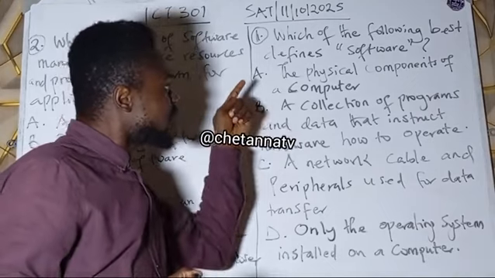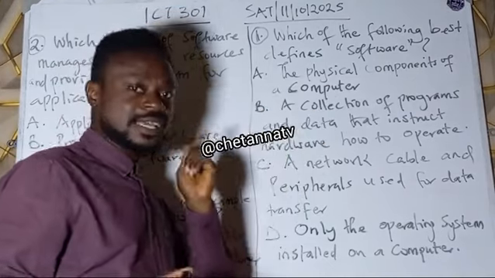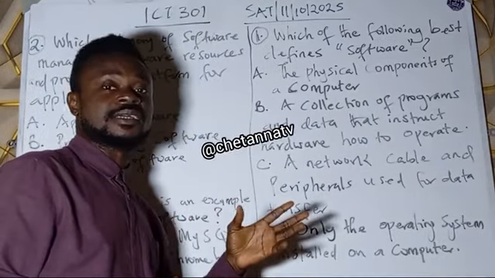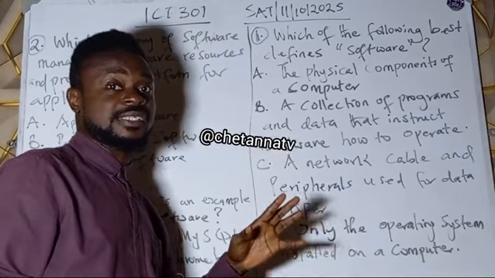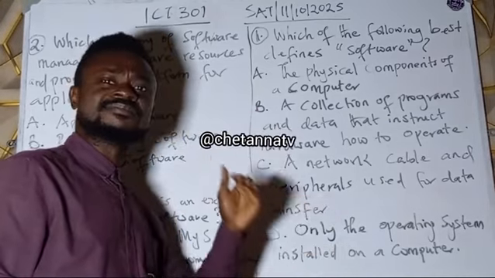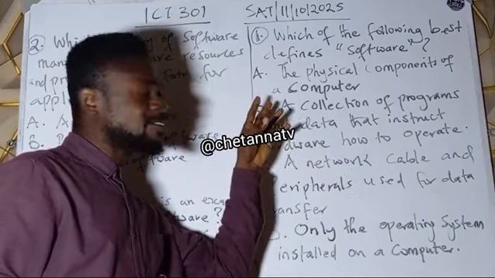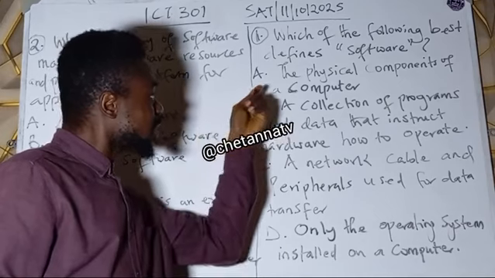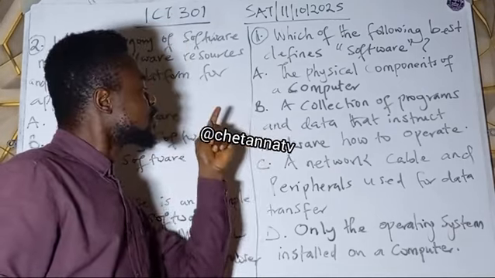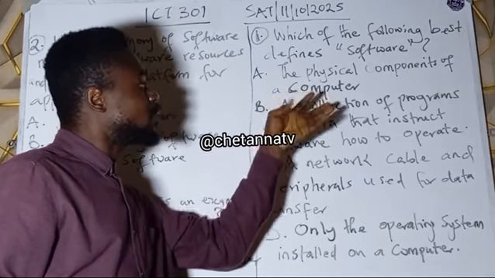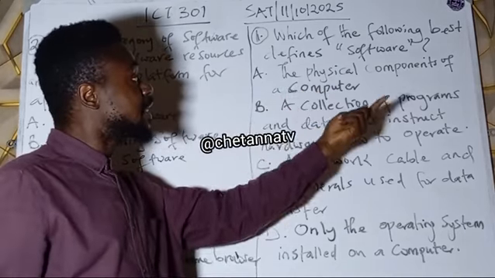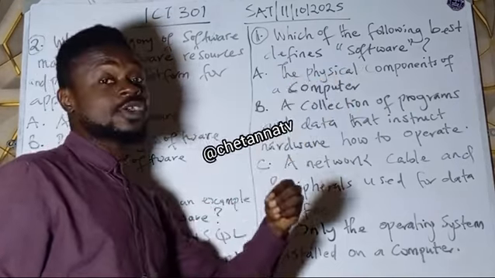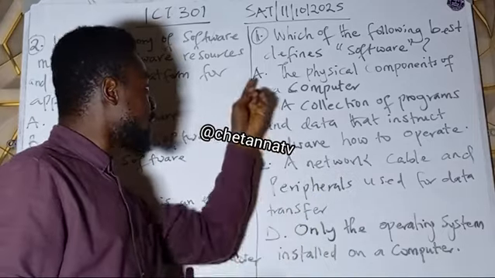Now, the physical component of a computer is not the software. That's basically hardware. Is that clear? Like the RAM and what have you. That's basically the hardware. So A is not the answer, because the physical component, which is hardware, does not tally with the definition of the word software. So A is not the answer.